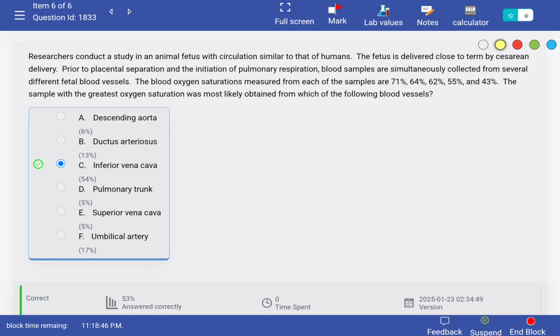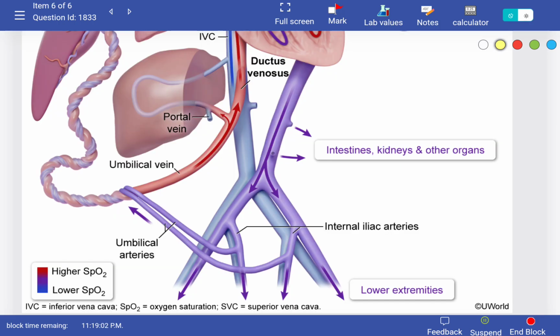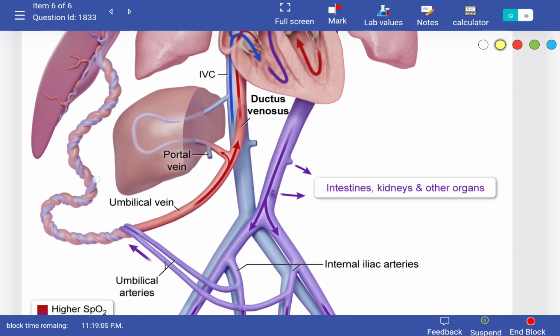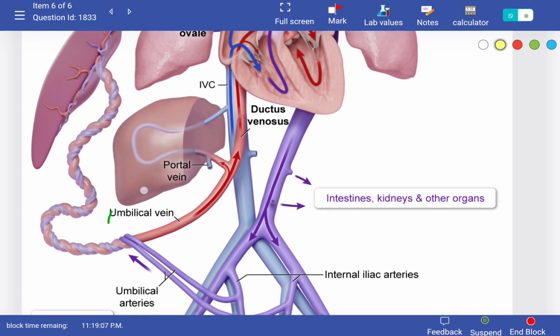This is option C. Why option C? Let us see the explanation. Because if we look at the fetal circulation, the umbilical veins are carrying oxygenated blood to the fetus from the placenta. So some of the blood will be going into the portal vein, right? But most of the blood is shunted to the ductus venosus, and that would pass into the inferior vena cava, bypassing the liver, right?